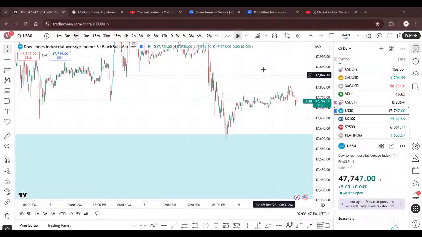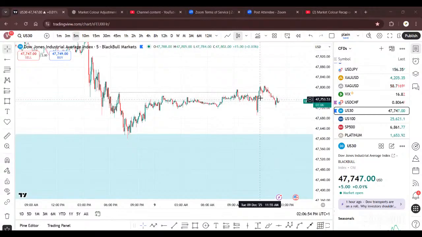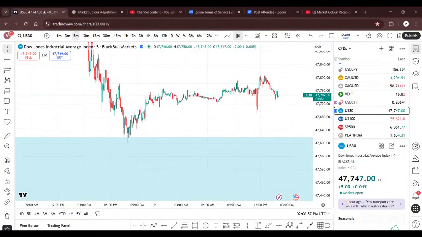Okay, I'm trying to turn on my page. So we have US30 here, and the market has just been in a bit of a range since the morning. You sent a markup to the group. The trade is currently in play, I want to believe.